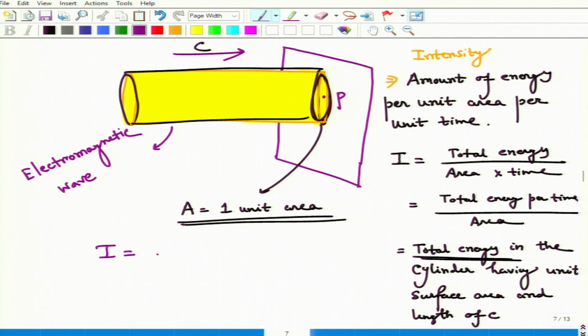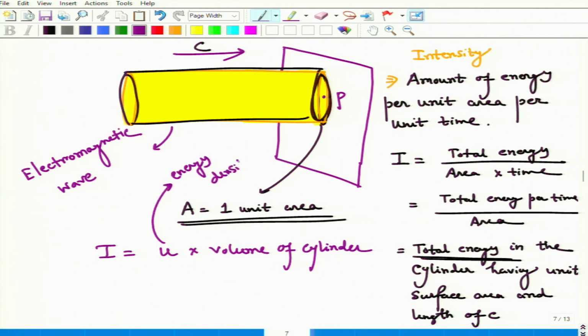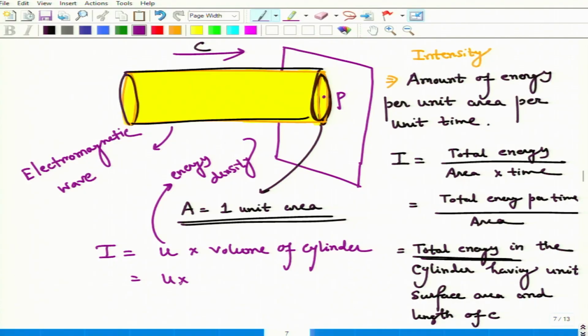So I should be the total energy stored in the cylinder. That should be the energy density times the volume of the cylinder. This is the energy density, correct? If we multiply the total volume of the cylinder with the energy density, then we obtain the total energy. That is the definition of the energy density. So it will be U, and the volume of the cylinder is c into area, which is 1. So it is U into c.